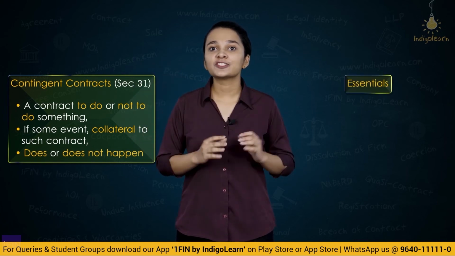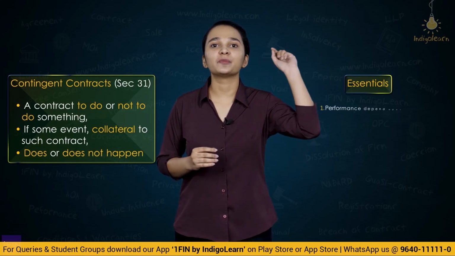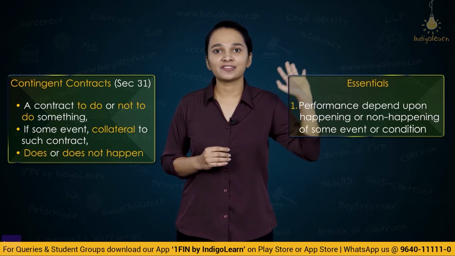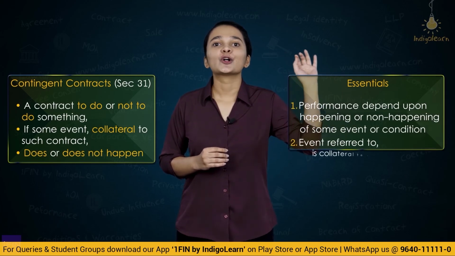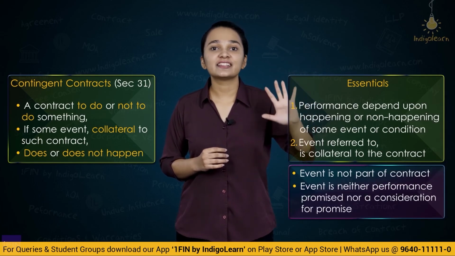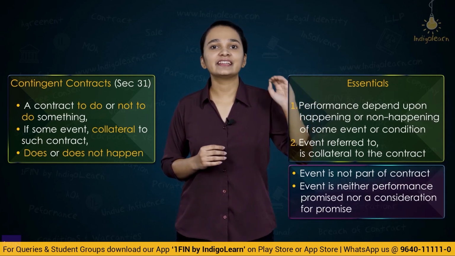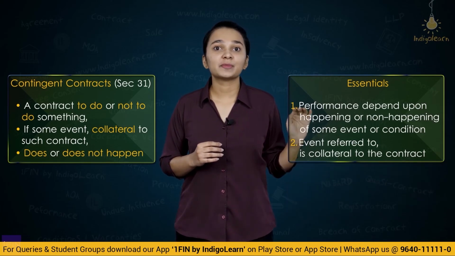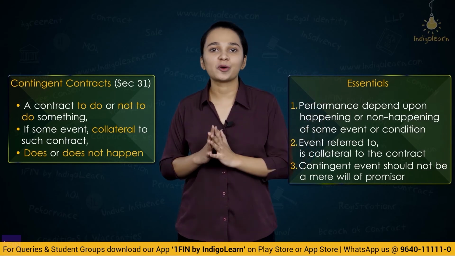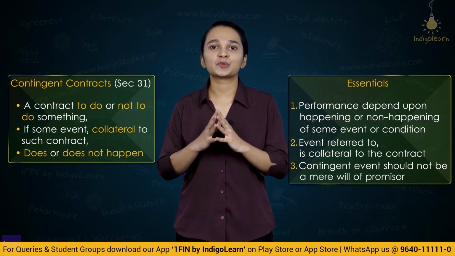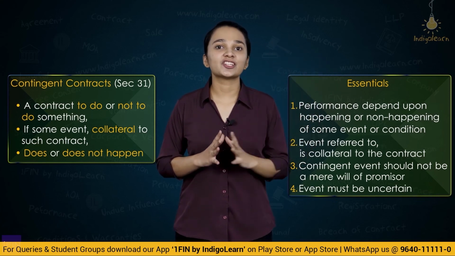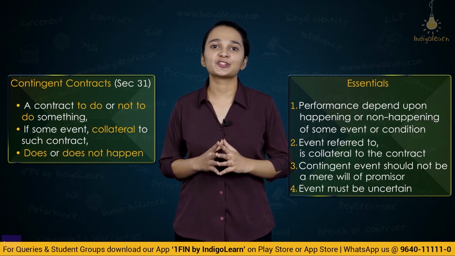What are the essential elements of a contingent contract? One, the performance depends on the happening or non-happening of an event. The event is a collateral event. It is not part of the contract, and it is neither performance of a promise nor any consideration. The third essential element was that the event must not be the mere will of the promisor. And the fourth essential point was that the event must be an uncertain event. So these were the 4 essential points regarding a contingent contract.